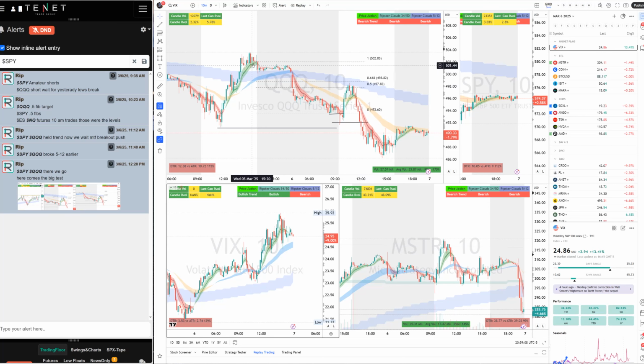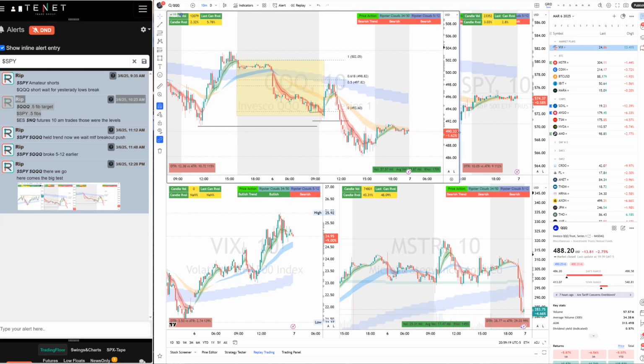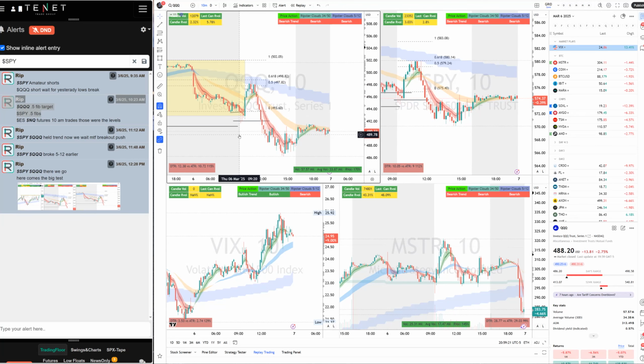We drew a Fibonacci from here. This is the gap. I tweeted about it as well. That long was fine. These were the fib targets I told in the community. We covered our shorts at 10 a.m. 10 a.m. is an important concept. You need to learn it and you need to use it. That's how we can manage risk well.